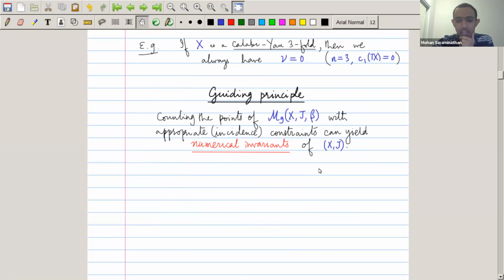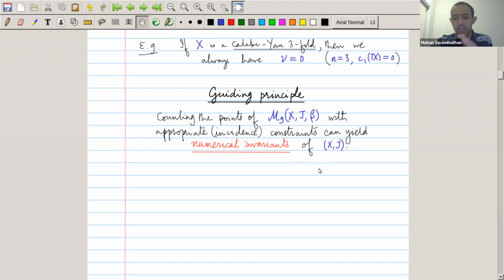So the guiding principle that we have is that counting points of this moduli space M_g(X, J, beta) with appropriate incidence constraints can yield numerical invariants of (X, J). So an example would be the following. If you look at the space of all conics in P2, so all conics are rational. So that means we have fixed genus equal to 0. The homology class is 2 times the class of a line, and X, of course, is P2.